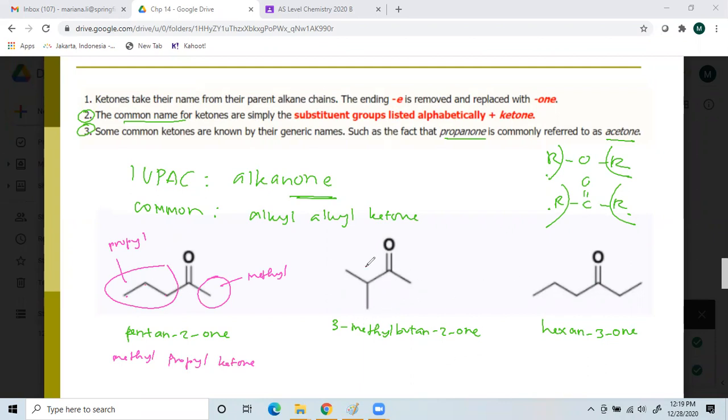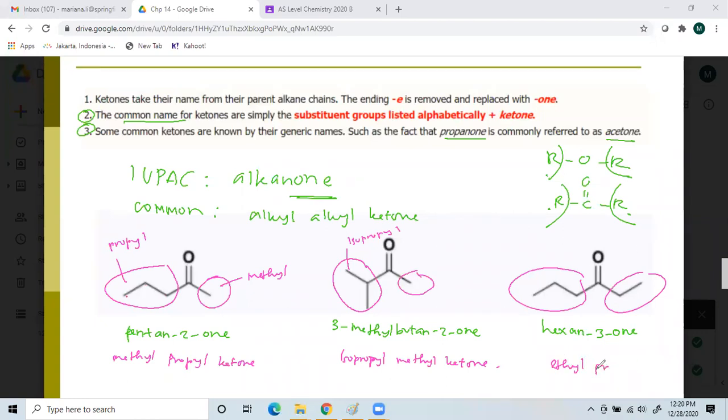Okay, how about this? This is methyl, this is isopropyl. So the name is isopropyl methyl ketone. The last one, ethyl, this is propyl. So ethyl propyl ketone. Okay, once again, this is the common name. This is the IUPAC name. IUPAC name alkanone, common name alkyl ketone. Okay, get it?